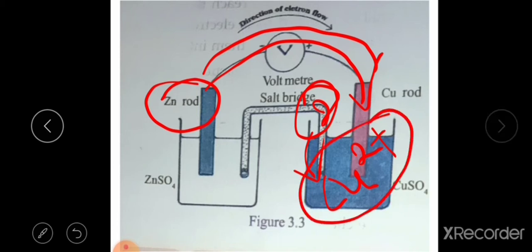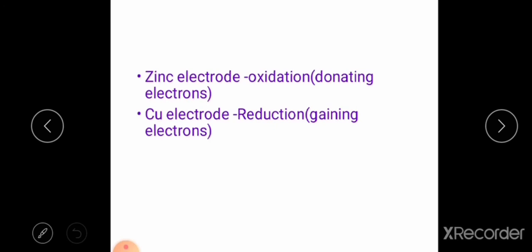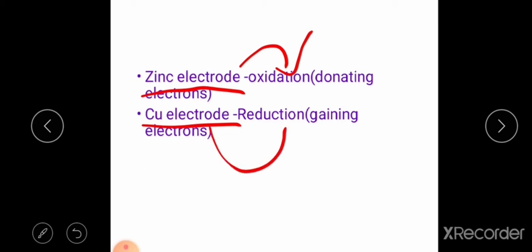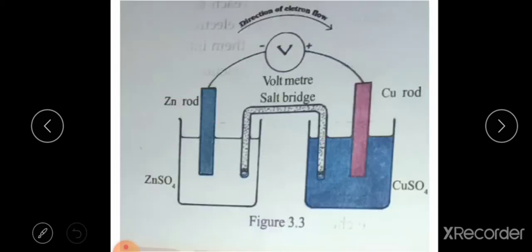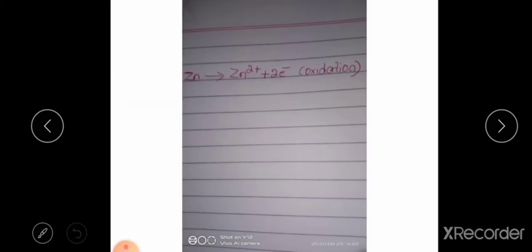So students, now we know the galvanic cell contains two electrodes, the zinc electrode and the copper electrode. The zinc electrode undergoes oxidation and the copper electrode undergoes reduction. You know what is oxidation and what is reduction. So zinc donates 2 electrons, and those 2 electrons are received by the copper ion. Now we can see the equations of oxidation and reduction.